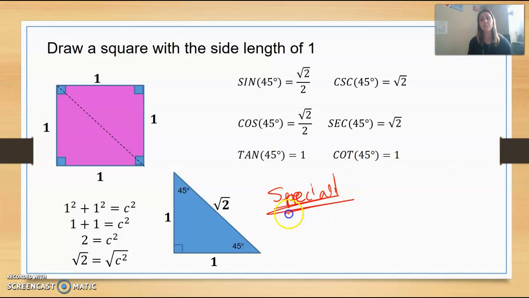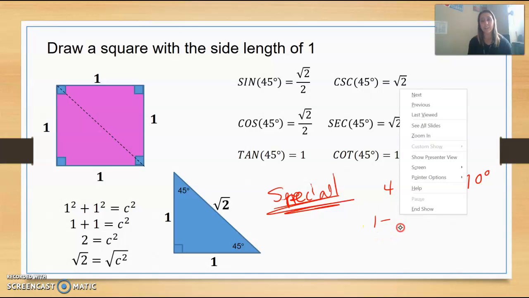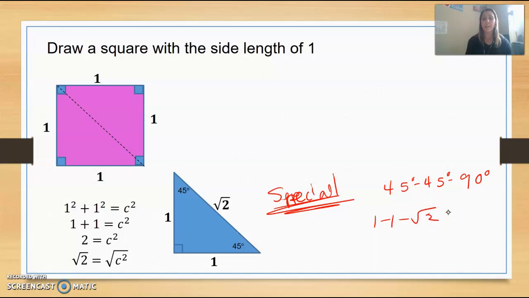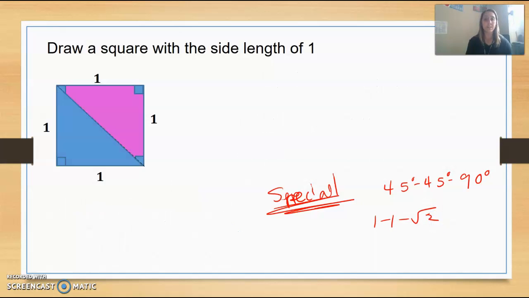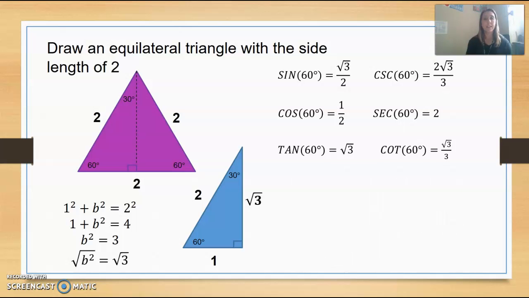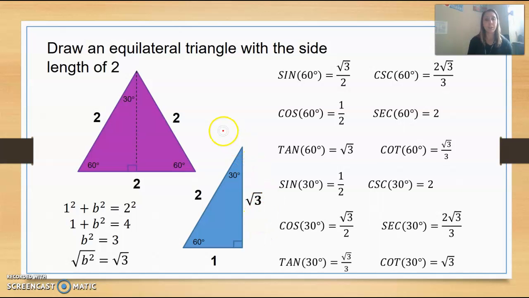All right. So this special triangle is called a 45, 45, 90 degree triangle, which has side lengths of 1, 1, and the square root of 2. If we go back to this one, this particular triangle is going to be called a 30, 60, 90 degree triangle. So those two triangles are special triangles.